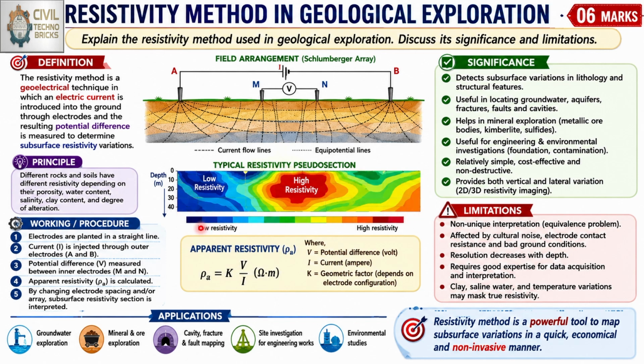The typical resistivity is seen with reference to a graphical representation. Here the scale shows low resistivity as dark blue color and high resistivity as reddish color. Likewise, explain with reference to the contours in the digital surface model, with depth on the y-axis and resistivity on the x-axis. Our question also asks to discuss its significance and limitations.